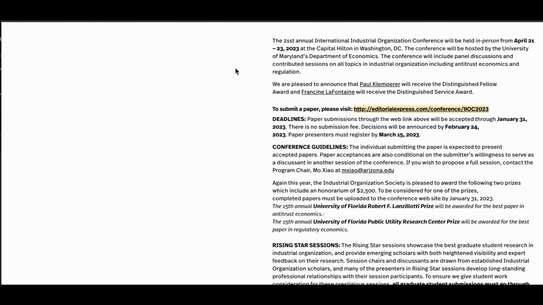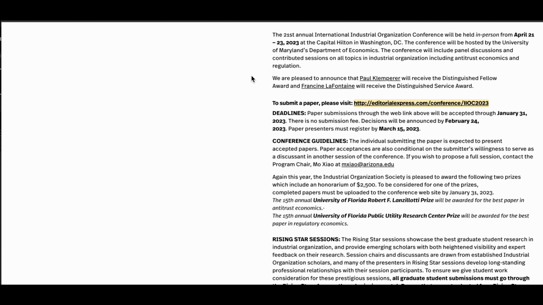So, for instance, this call that we're looking at here, this is obviously a reputable conference, and you can tell that by the fact that it's the 21st iteration of it being held at the Capitol Hilton in Washington, D.C. So, maybe there's an element of prestige here, I'm not sure. The conference will be hosted by the University of Maryland Department of Economics and will include panel discussions, contributed sessions on all topics in industrial organization, including antitrust economics and regulation.